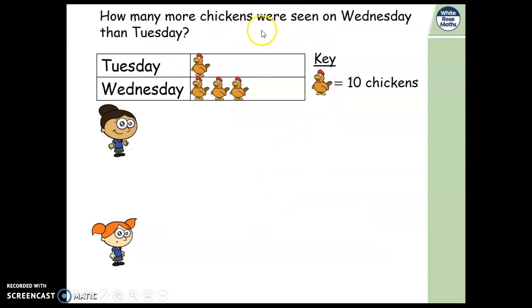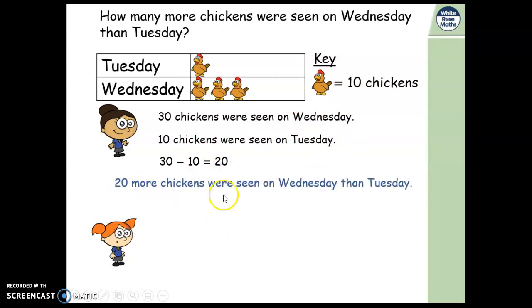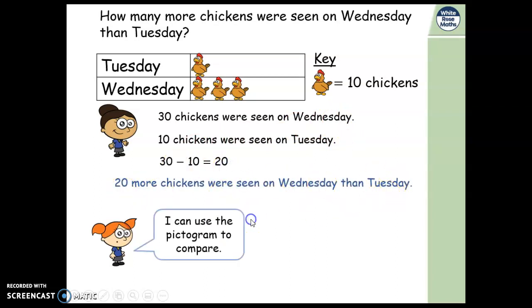So here it is. How many more chickens were seen on Wednesday and Tuesday? We've got 3 and 1, so 30 and 10. 30 chickens were seen on Wednesday, 10 chickens were seen on Tuesday. 30 take away 10 is 20. 20 more chickens were seen on Wednesday than Tuesday. I can use the pictogram to compare. So they've both got the same there. This is the difference. 10, 20.